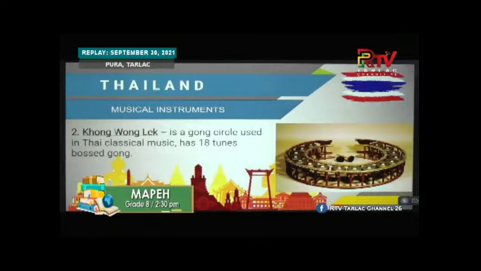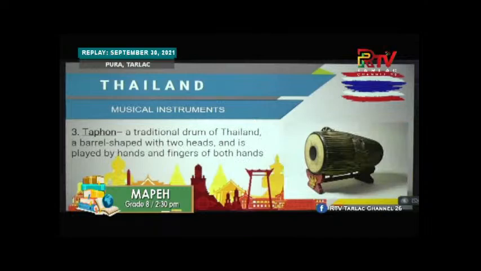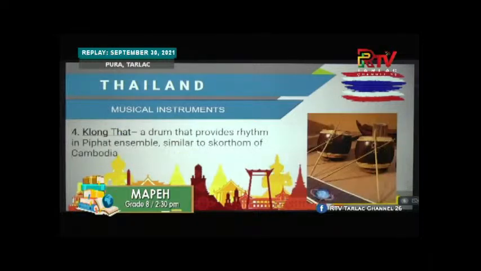Number 2. Khong Wong Lek is a gong circle used in Thai classical music, and it has 16 tuned bossed gongs. Number 3. Thon, a traditional drum of Thailand, barrel shaped with 2 heads and is played by the palms and fingers of both hands. Number 4. Klong That, a drum that provides rhythm in Pi Phat and sounds similar to the skor thom of Cambodia.